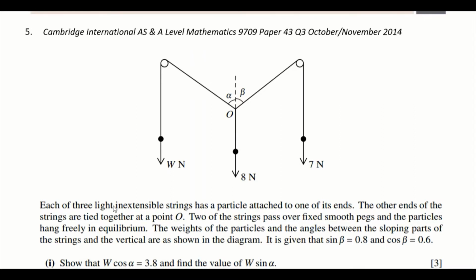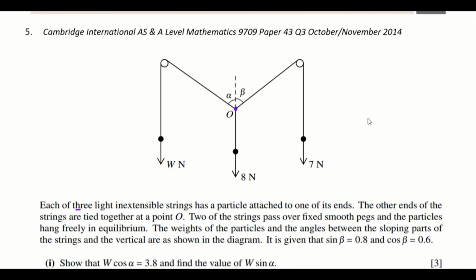So each of the three inextensible strings, same thing, the same words that you keep on looking at in this example, has a particle attached to one of its ends. All right, so we know that the important information here is this is not one string, so there are three strings altogether. Okay, so the other ends of the strings are tied together at point O. So this is the point where all the strings are tied together.